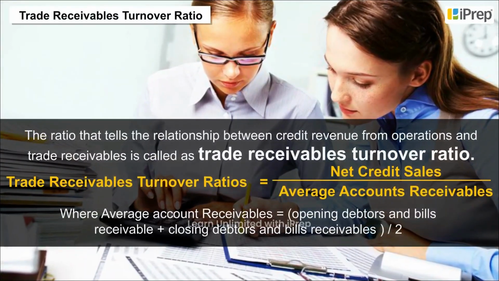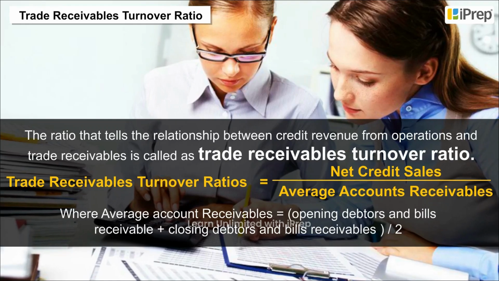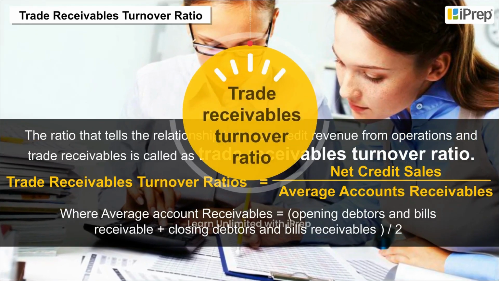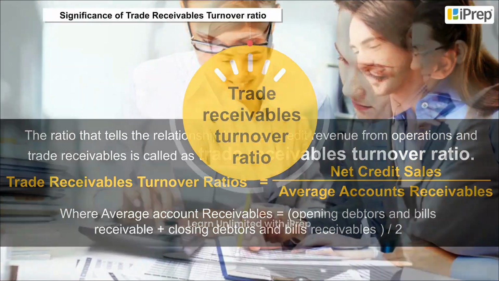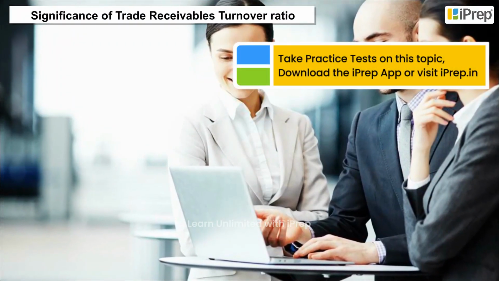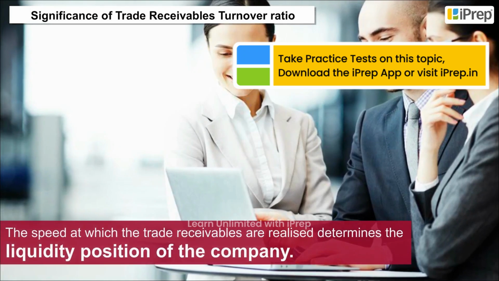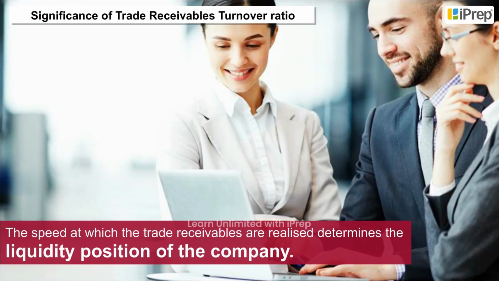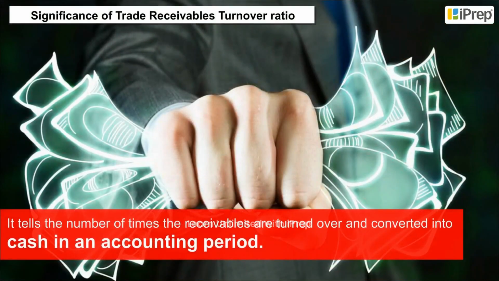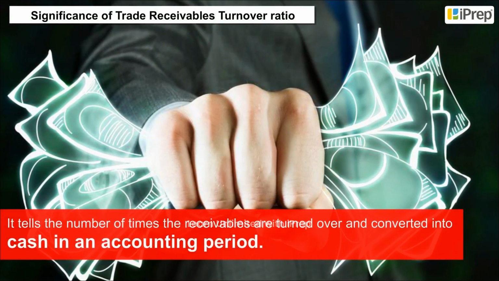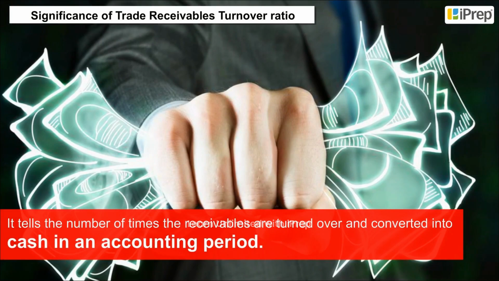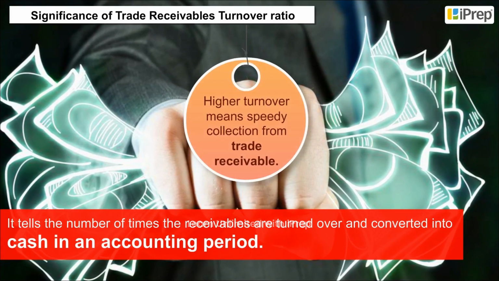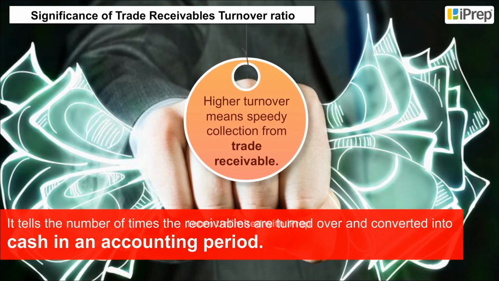The ratio that tells the relationship between credit revenue from operations and trade receivables is called the trade receivables turnover ratio. Significance of trade receivables turnover ratio. The speed at which the trade receivables are realized determines the liquidity position of the company. It tells the number of times the receivables are turned over and converted into cash in an accounting period. Higher turnover means speedy collection from trade receivables.